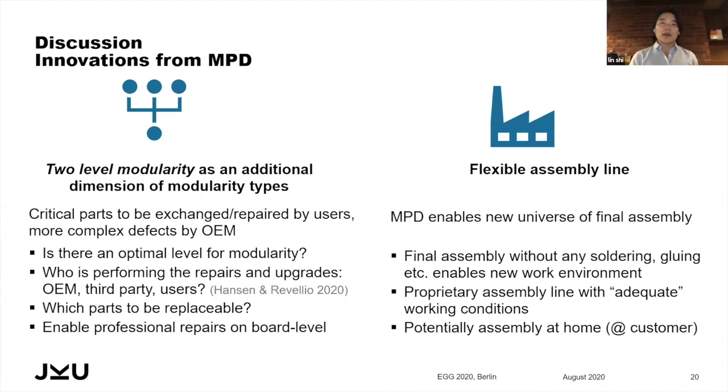Yeah, so how can we tell about the optimal level of modularity? How do we define that? And in addition, who is performing the repairs and upgrades and who should be responsible for this? Is this the OEM's responsibility or a third party or even our users' responsibility? And lastly, which part should be replaceable? That's also an unanswered question.